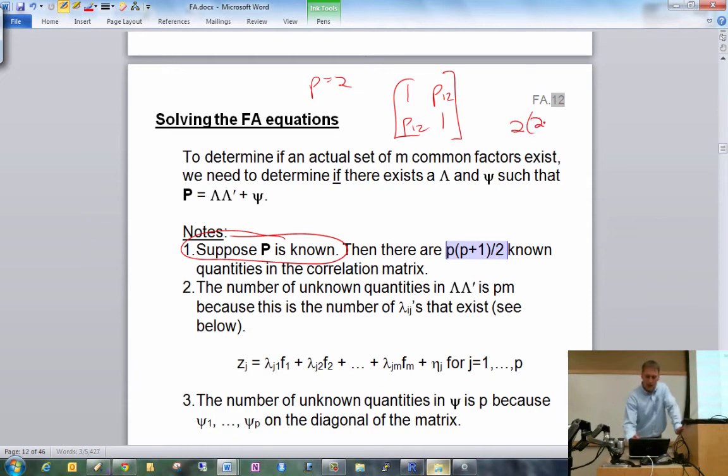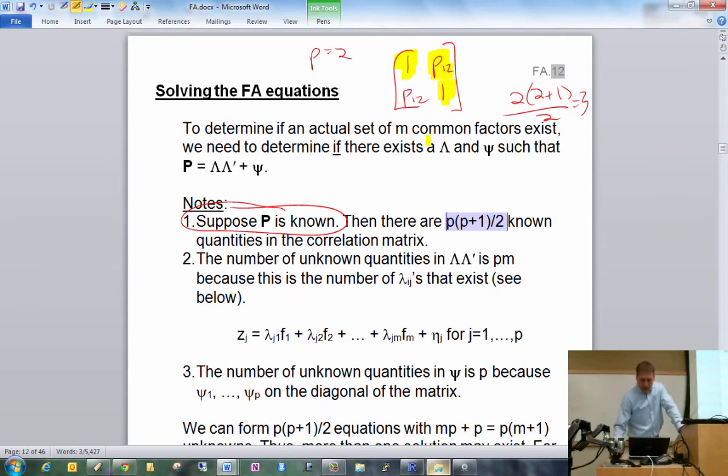P times (2 times 2 plus 1), p plus 1, divided by 2 is 3. So there are 3 known quantities. Here's 1, here's 2, and here's 3. So with a correlation matrix, there are p times p plus 1 divided by 2 known quantities, essentially, without duplicates. And for lambda itself, there are p times m different lambdas that you need to estimate.